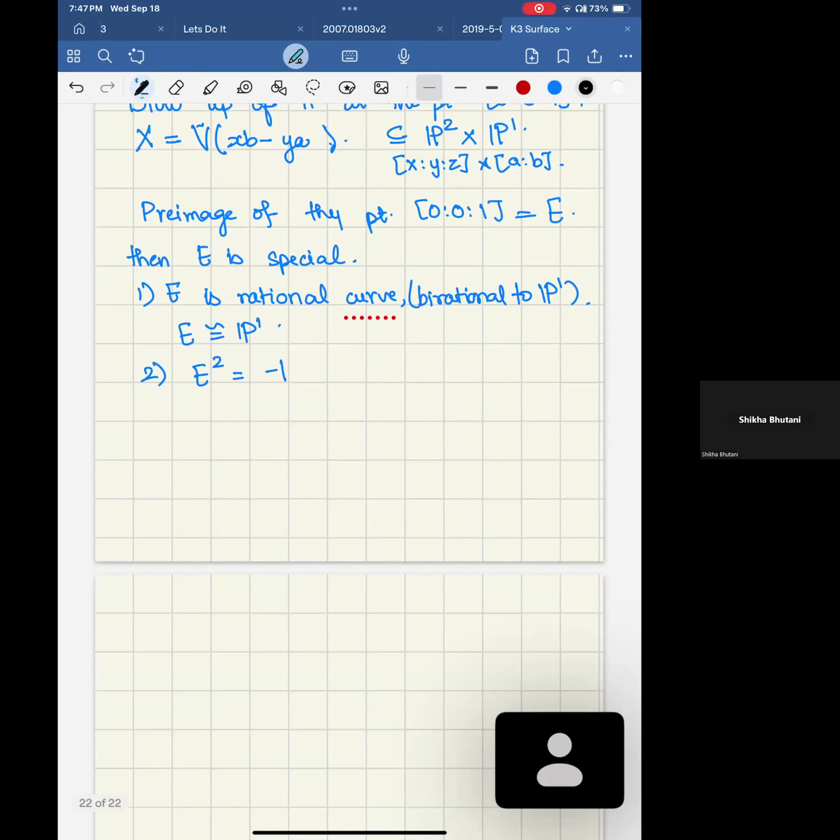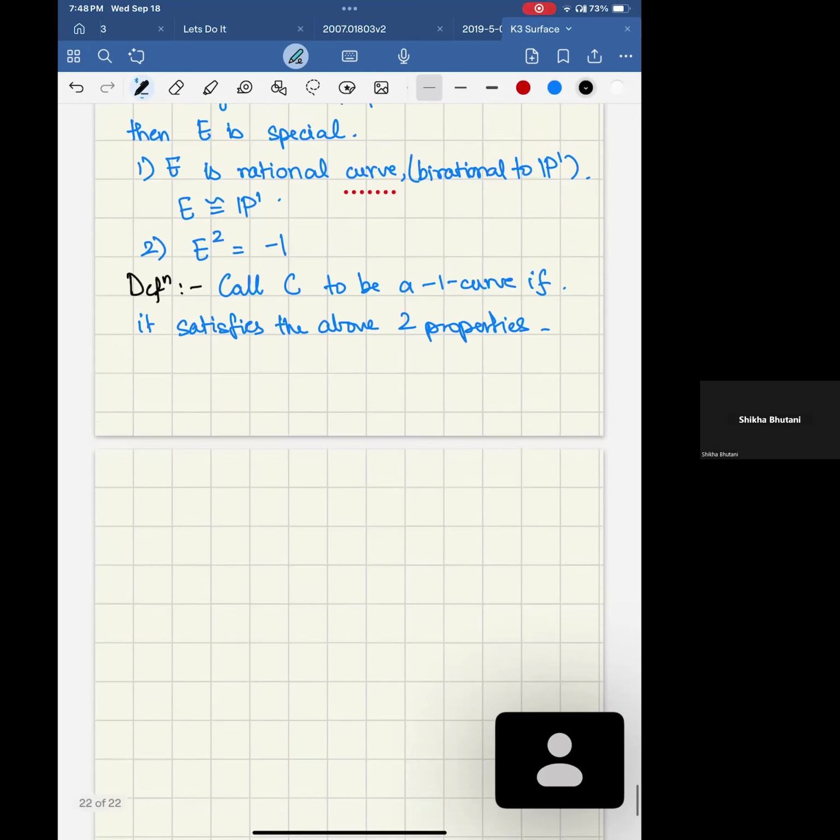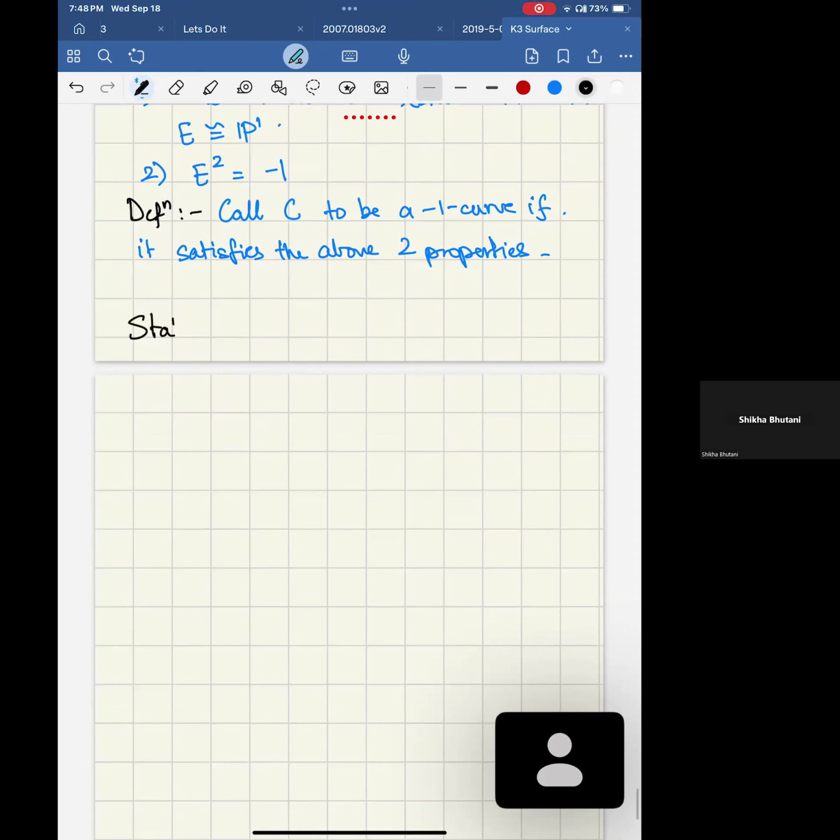So I want to give a definition based on these special properties. I want to call a curve C a -1 curve if it satisfies the above two properties. Okay, so now that we have the ingredients we require to state the Castelnuovo contraction theorem, let me go ahead and write down the statement of the theorem.